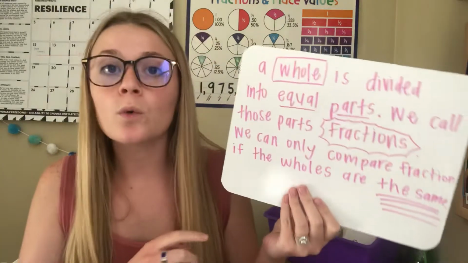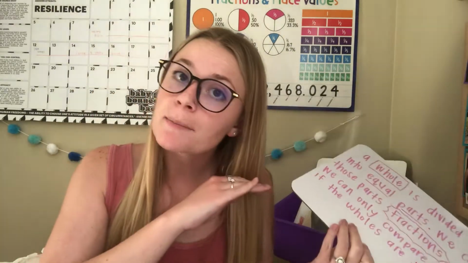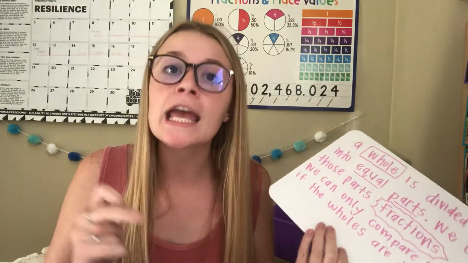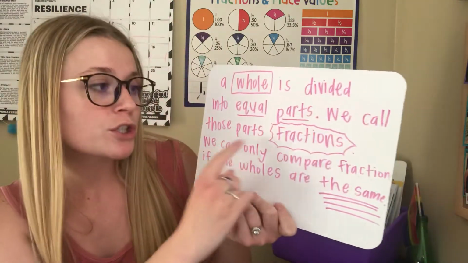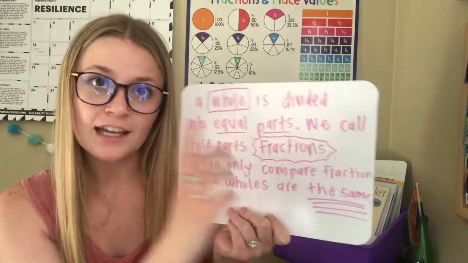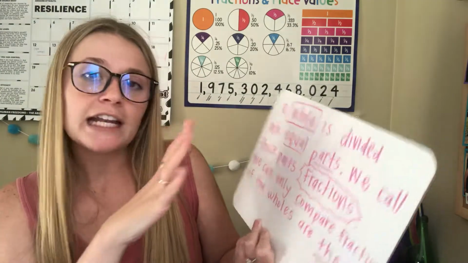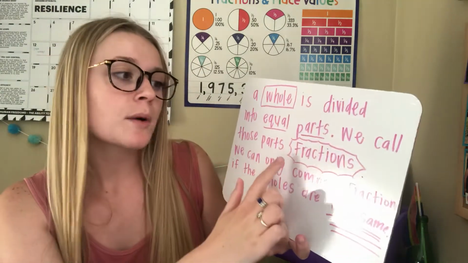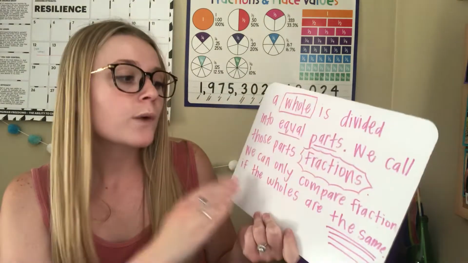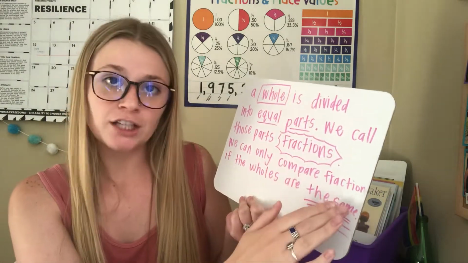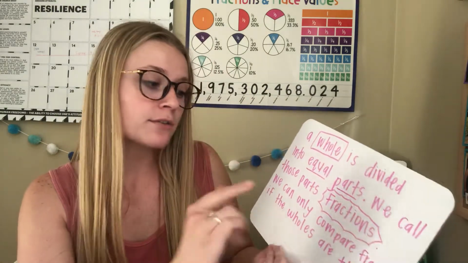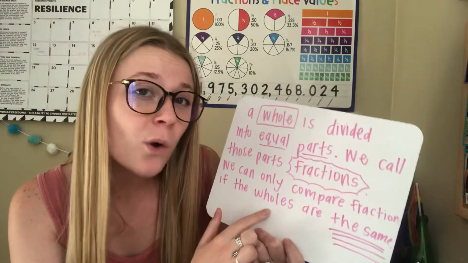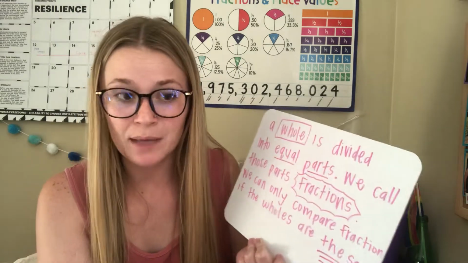A whole can be divided into equal parts. And we learned in Module 13 and 14 that those parts have to be equal to each other in order to be called fractions, okay? A whole is divided into equal parts. We call those parts fractions. We can only compare fractions. Now this is where it gets really important. We can only compare fractions if the wholes are the same.